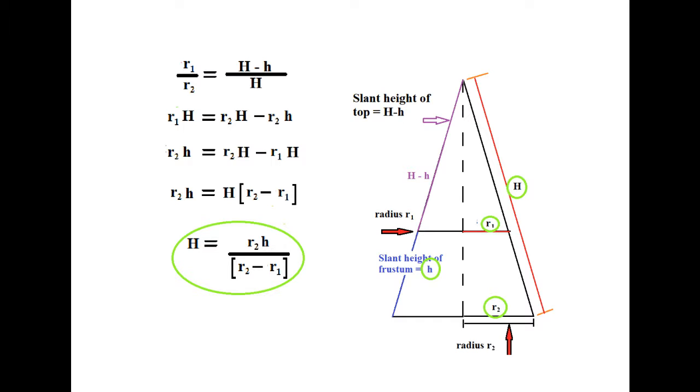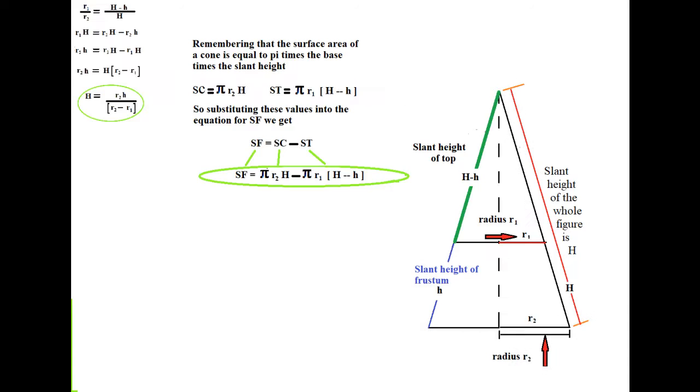Further rearrangement gives R2 times small h is equal to big H times R2 minus R1. Finally, we can express big H as equal to R2 times small h over R2 minus R1. So we have expressed our unknown big H in terms of our known quantities R1, R2, and small h. We can now substitute into SF equals SC minus ST.